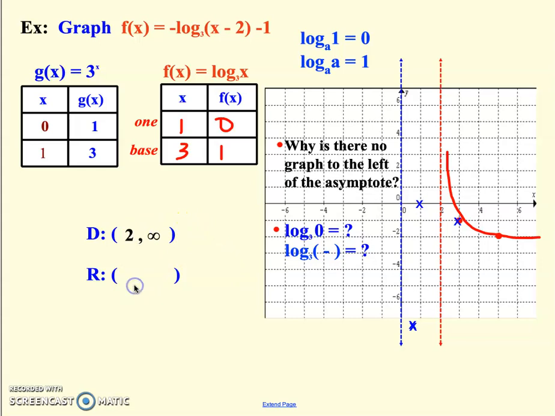Final domain, 2 to infinity, your range will be an automatic, always all real numbers. So again, where is their graph to the right of my asymptote?